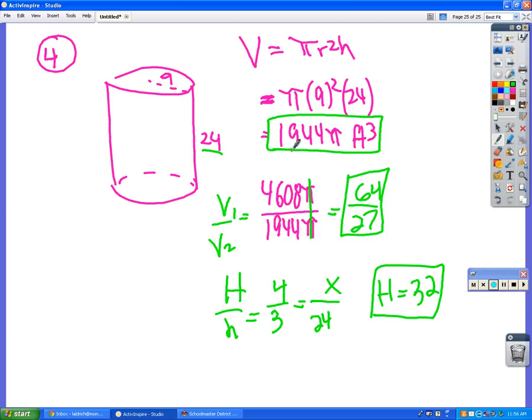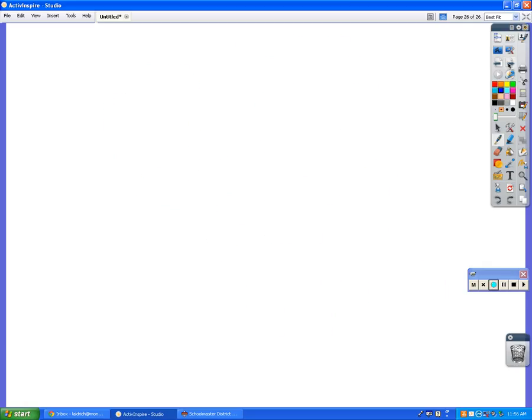All right, 5, 6, and 7 are gimmies. We can get through those really quickly. It says for number 5, the ratio of the lengths of corresponding edges of two similar triangular prisms is 5 to 3. What is the ratio of their volumes? What do you do to that ratio? Cube it, because volume is in cubic units. So that's going to be 125 over 27, done.